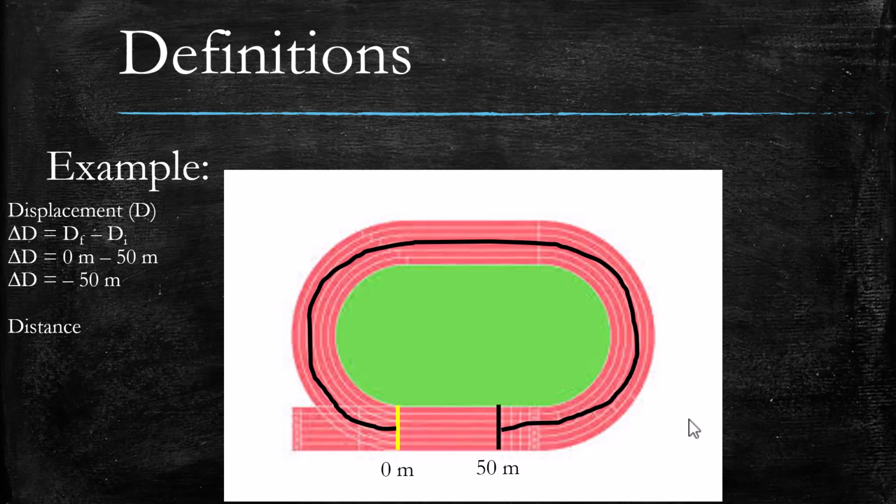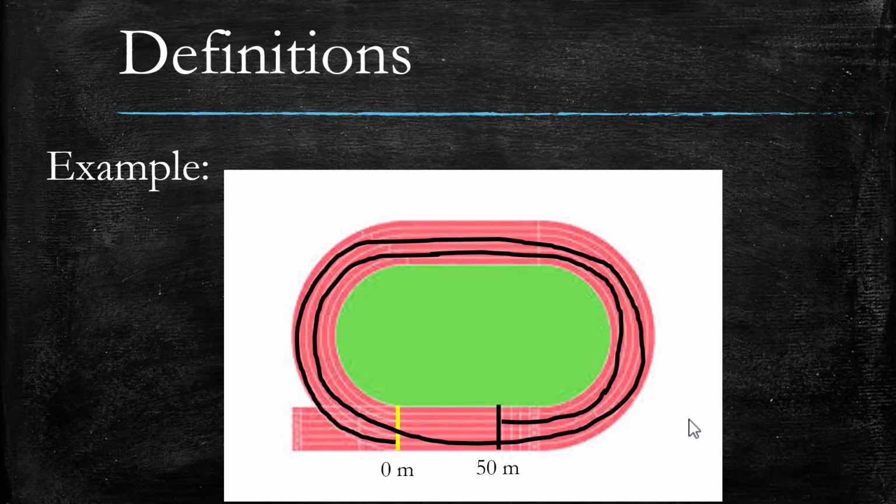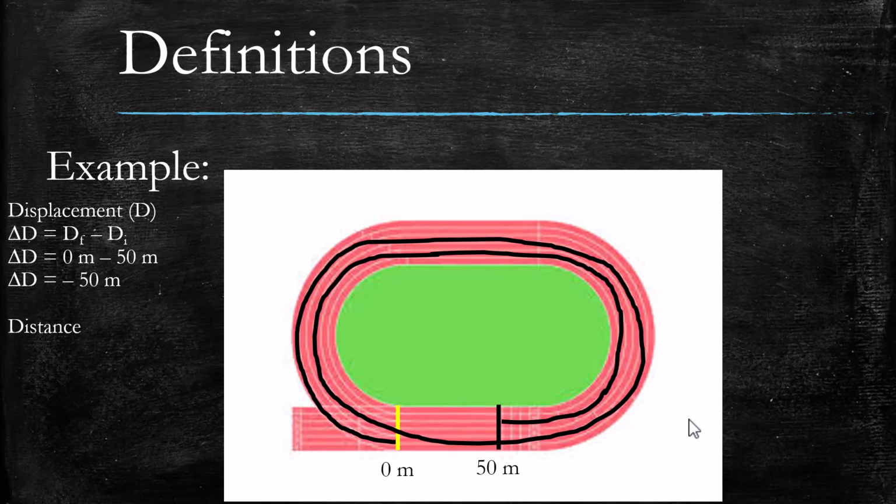Your distance, the track is 400 meters. You ran all the way around the track except for the last 50 meters. So your total is 350 meters. Let's do it again, but this time you're going to run almost 2 laps. For your displacement, once again, it's final minus initial. You started at the 50-meter mark. You finished at the 0-meter mark. So your displacement is once again minus 50 meters. The distance was 800 meters, would be 2 laps, but you left out 50 meters. So your distance is now 750 meters.